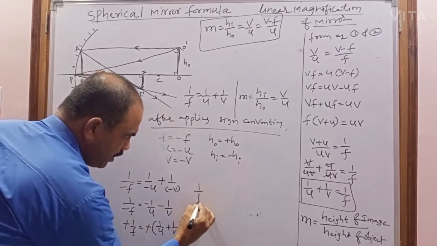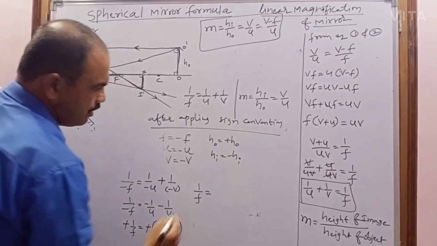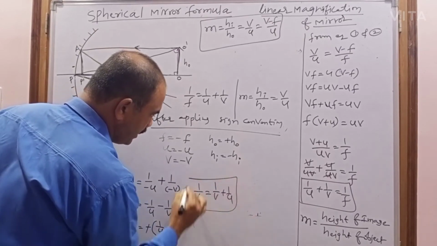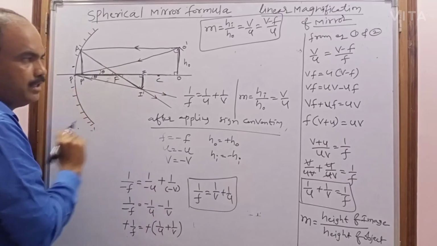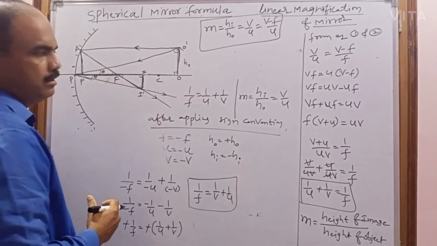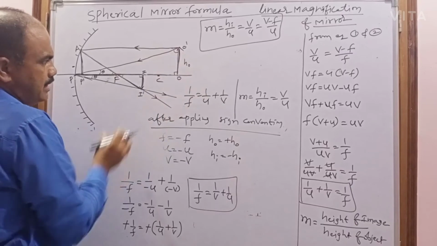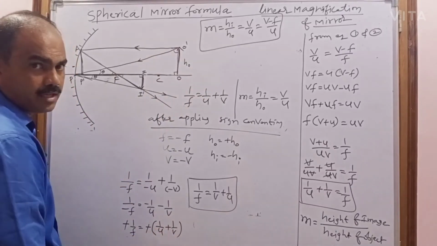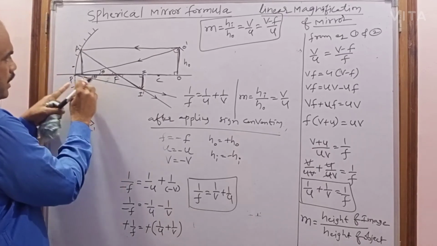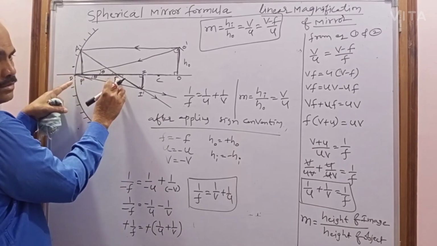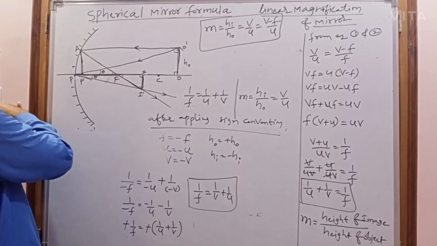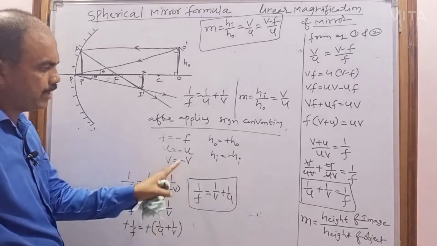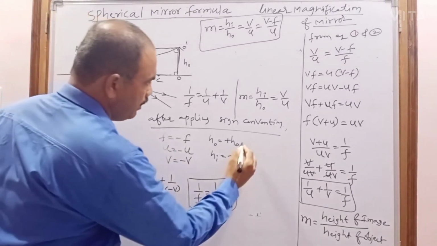Now what is the mirror formula for the concave mirror? 1 by f equals 1 by v plus 1 by u. This is for the case when the object is beyond C. Now when the object distance changes, the image distance also changes. That's why sometimes the sign convention of v also changes. In case the object is between pole and focus, the image will be formed behind the mirror. In that case, v becomes plus. Now come to the magnification.